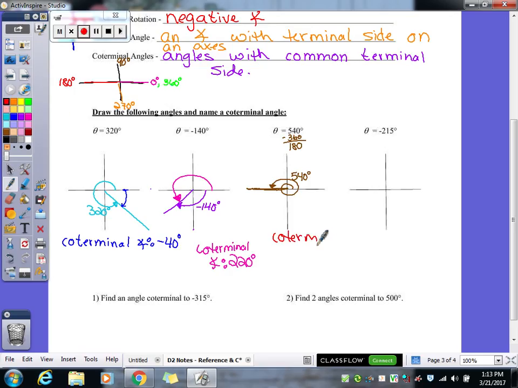So what happens with this one is we've easily got two coterminal angles this time. One of them would be the 180 degrees, just going around once. That would be coterminal. Or we got the negative way, in which case it would be negative what? Negative 180. Now there's really even more coterminal angles than that, because I could just keep wrapping it around and finding more and more coterminal angles.